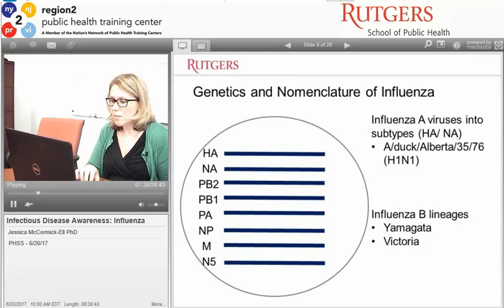Influenza B viruses are a bit different. They typically fall into lineages. They don't tend to go into subtypes, and so they typically follow two lineages, either the Yamagata or the Victoria lineage.